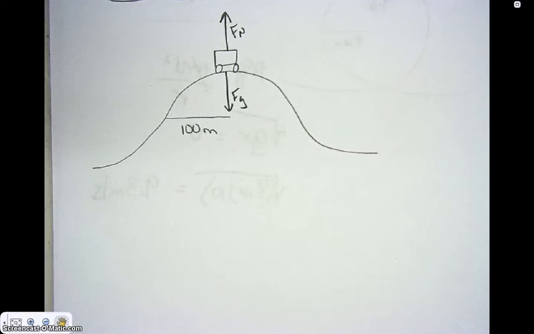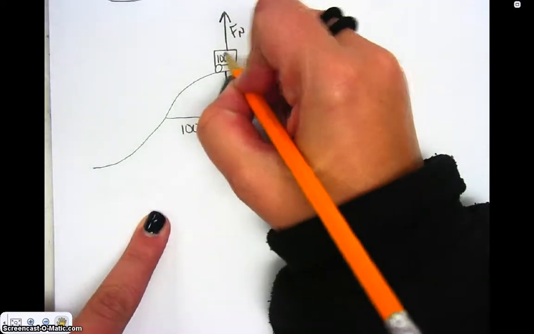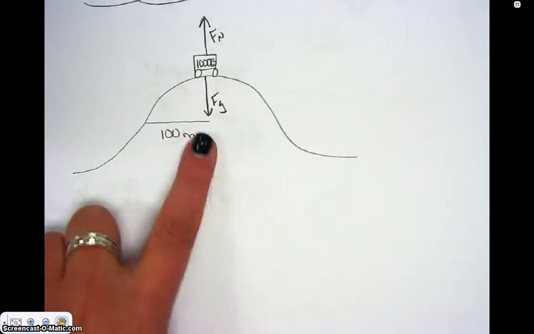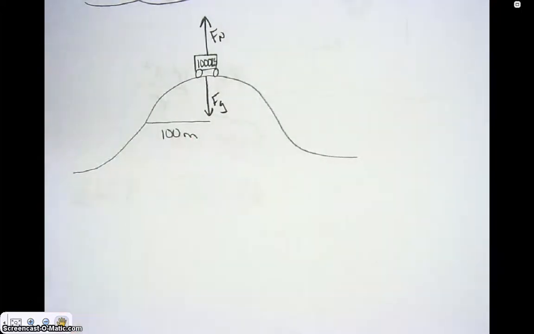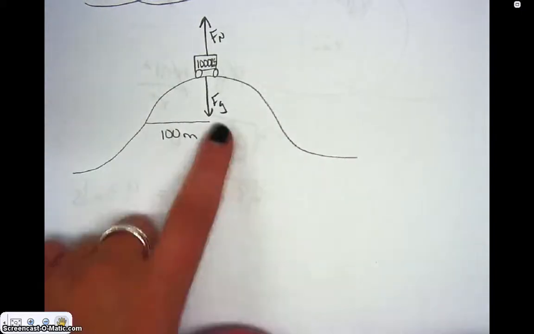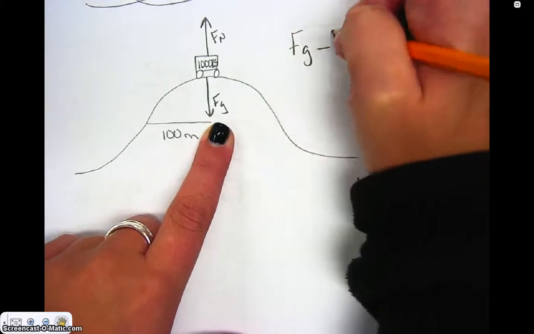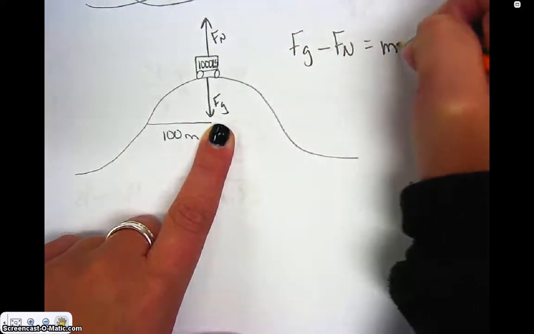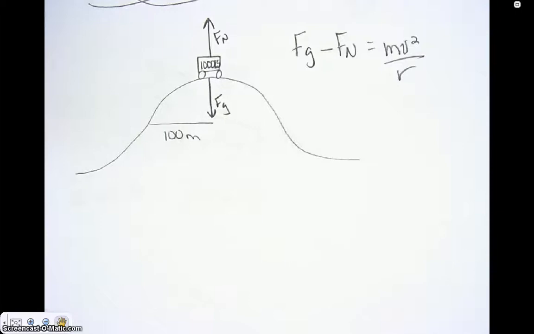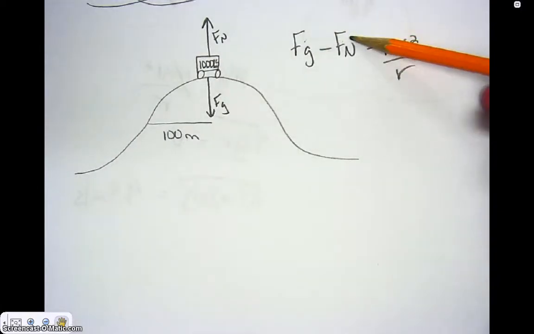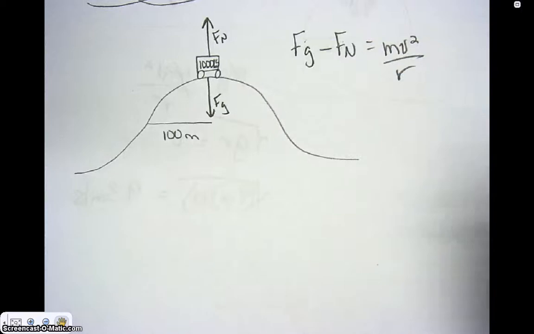Now, we want to know the normal force on the car, and the car is 1,000 kilograms. So we want to take these forces and subtract them from one another, and I'm going to do Fg minus Fn equals mv squared over r. The reason why I do Fg minus Fn instead of Fn minus Fg is because of the signs.